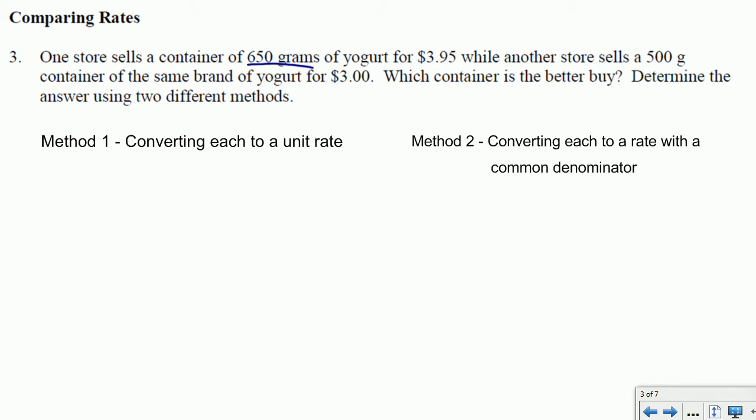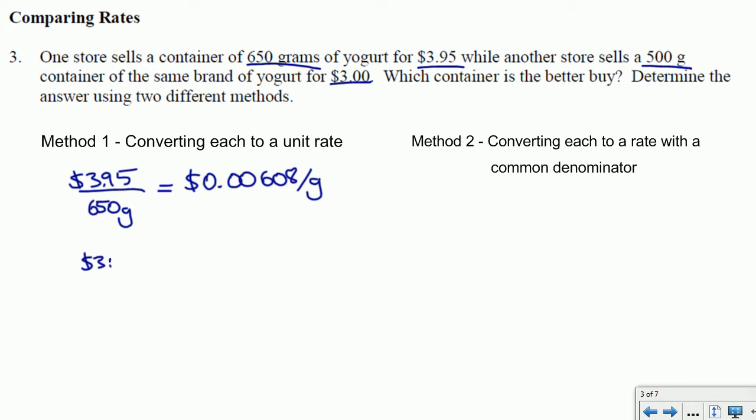So the 650 gram at $3.95, we're going to figure out how many dollars per gram it is. So we're going to go $3.95 over 650 grams. We just type these numbers into our calculator and we get $0.00608 per gram. And for the other container, 500 grams at $3, we go $3 divided by 500 grams. And we type 3 divided by 500 in our calculator, and we get $0.006 per gram.